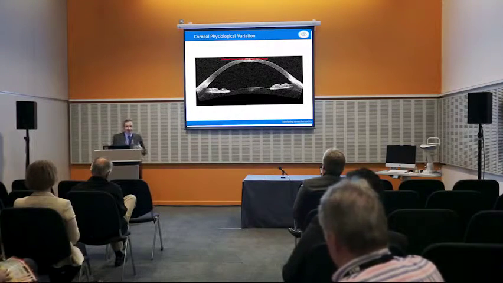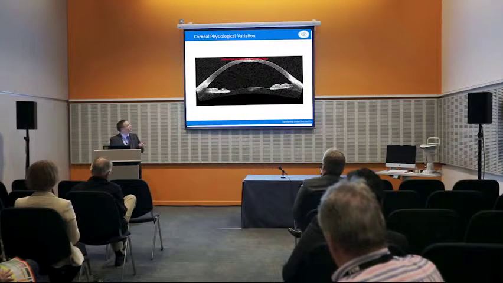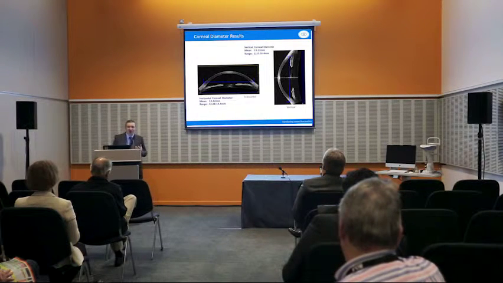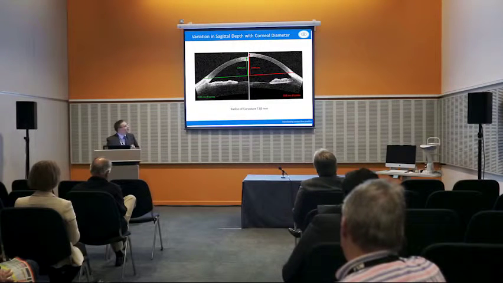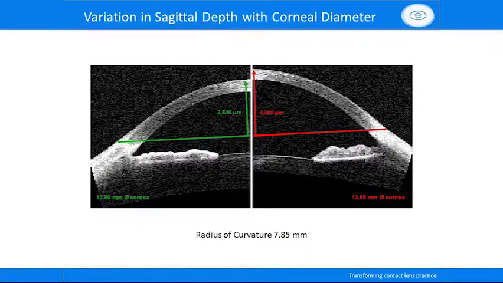So if we look at the kind of variation that we see in the population, this was a deep cornea of 3.8, whereas you can obviously see very shallow corneas of 2.6. Now, when we come back to our traditional keratometry model, these were two patients from this particular study, both with a radius of curvature of 7.85 millimeters.